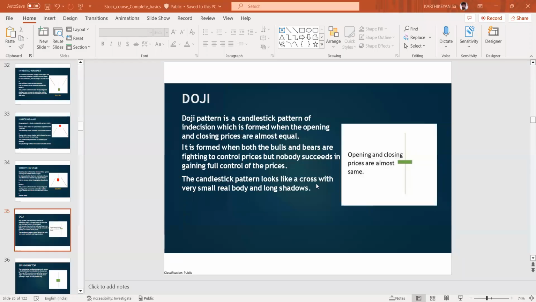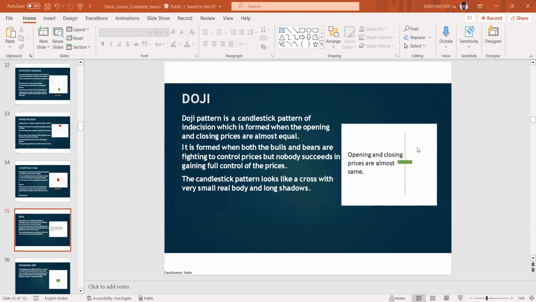Next, we have a doji. So basically, this candlestick pattern does not signify any reversal. But what does it mean? Let's say price is moving up. In the uptrend, price should create a lot of green candles and red candles while moving up. When the doji is formed, what does it signify?